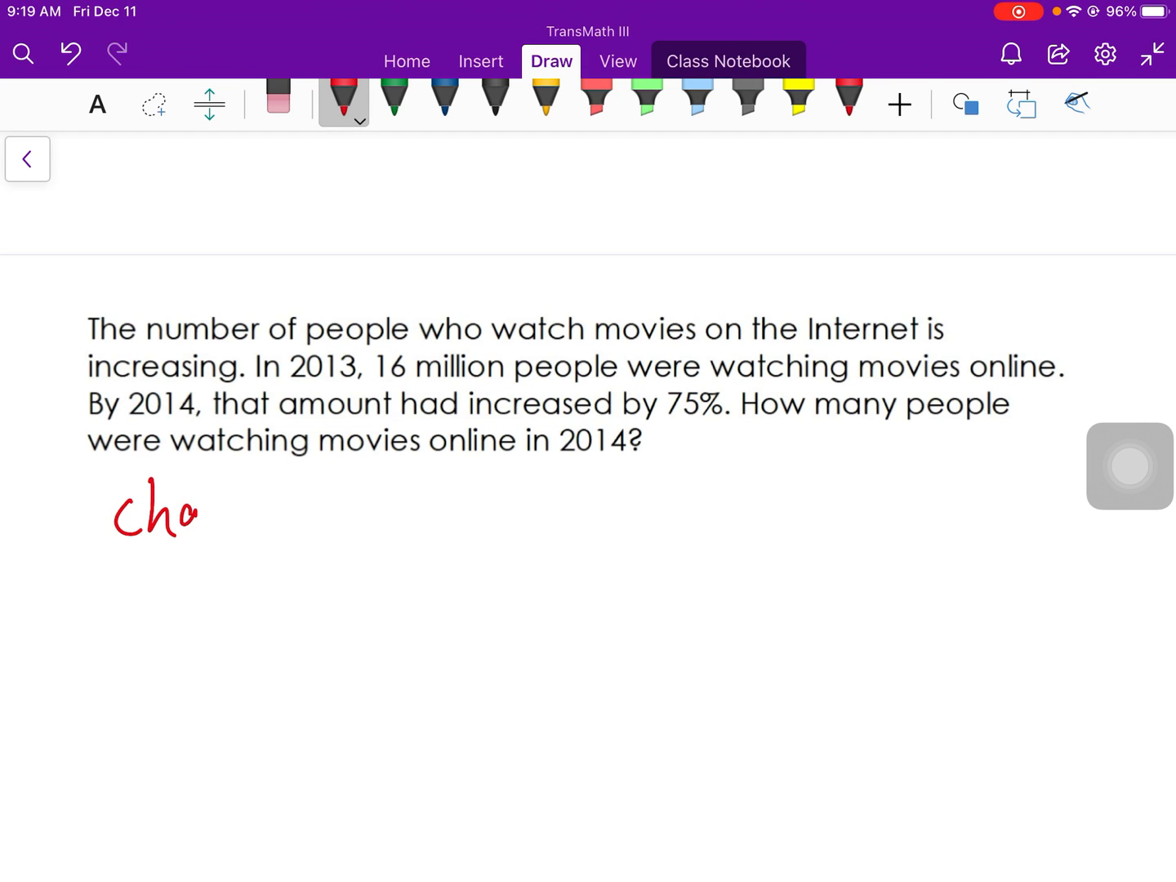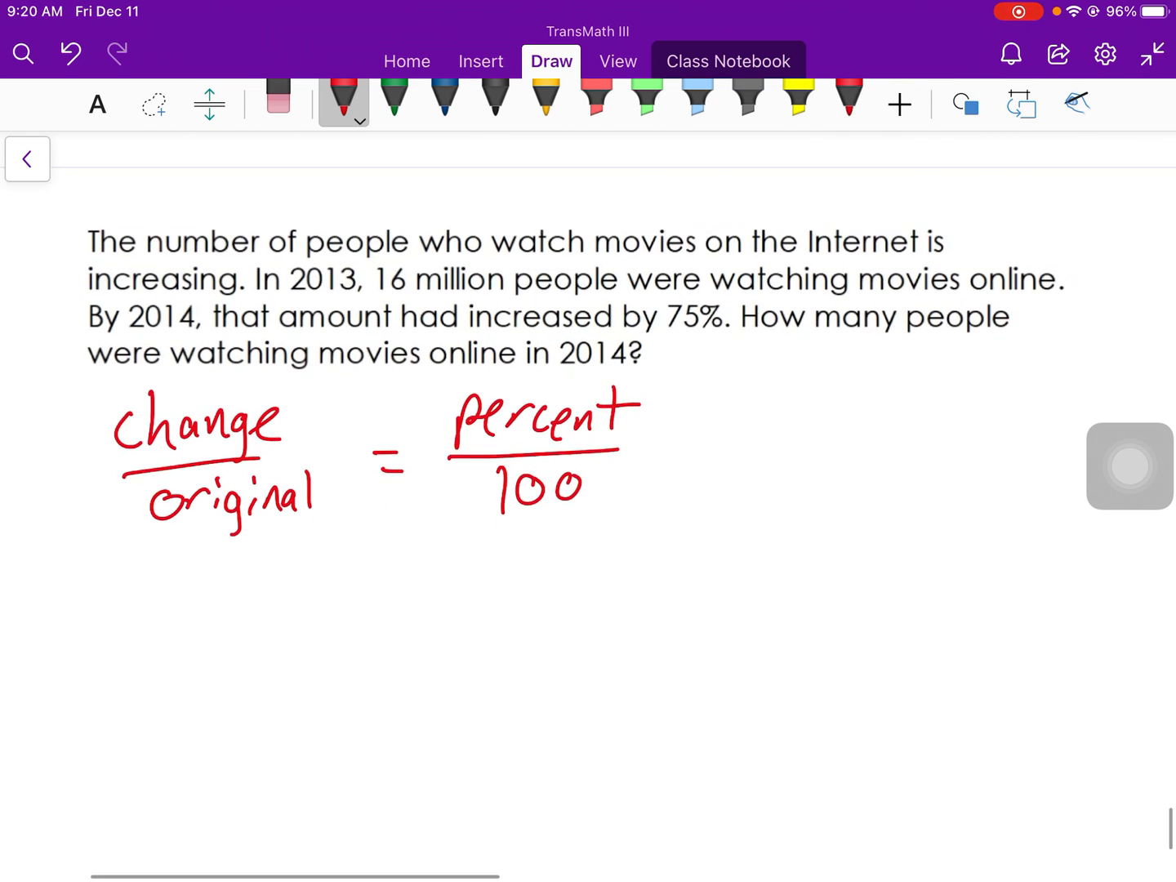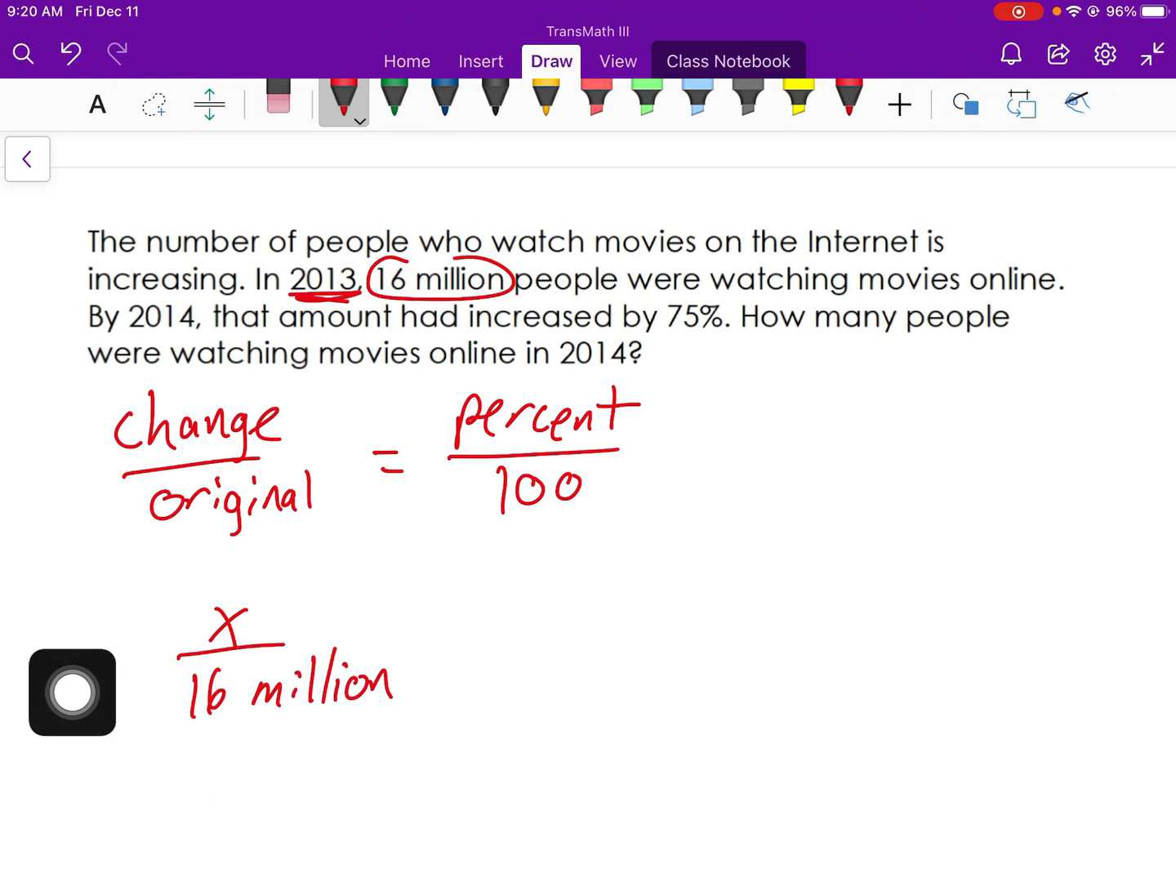So we're still going to be using change over original equals percent over 100. But I have to think about how I'm changing, all right? I don't know the amount that changed, so I'm going to put X. The original amount in 2013 was 16 million. I'm going to write 16 million just like that instead of all the zeros, because I'm only really caring about the 16 part. I can just put million at the end.